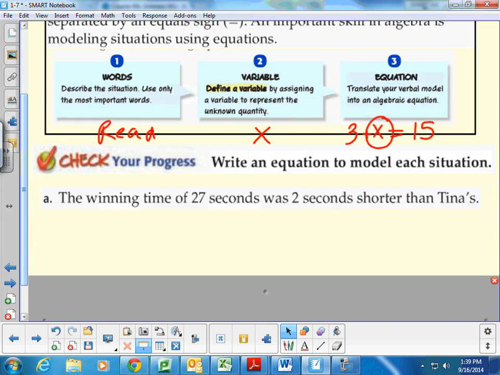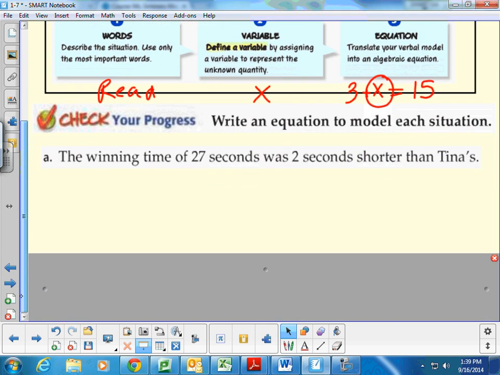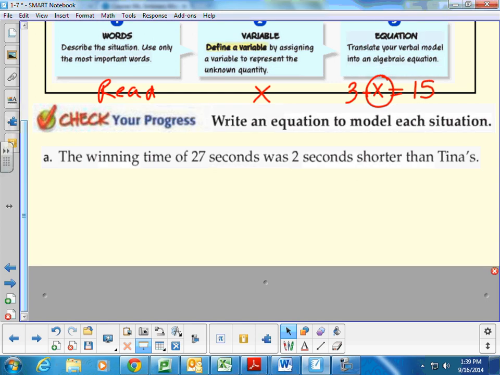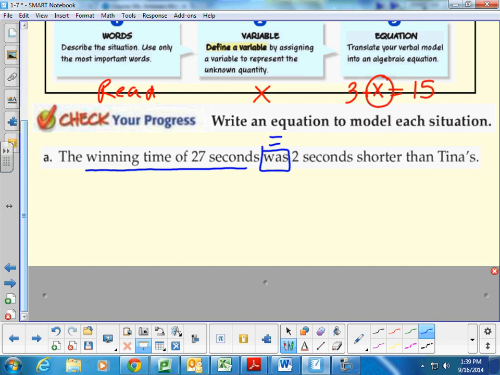All right, so our first example, try this one together. This is again on page 57. So you're going to write an equation to model the situation. We do not need to solve, we just need to write an equation for this, because my directions tell me that. So here I see that it says the winning time of 27 seconds was 2 seconds shorter than Tina's. So right now what I know is I know the winning time is 27 seconds, and I know that was is a form of is, so I think this represents an equal sign. So 27 is 2 seconds shorter than Tina's winning time.